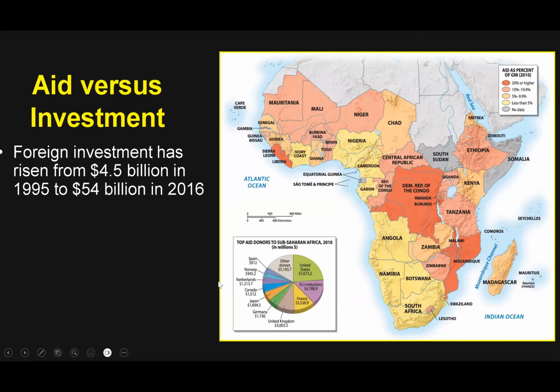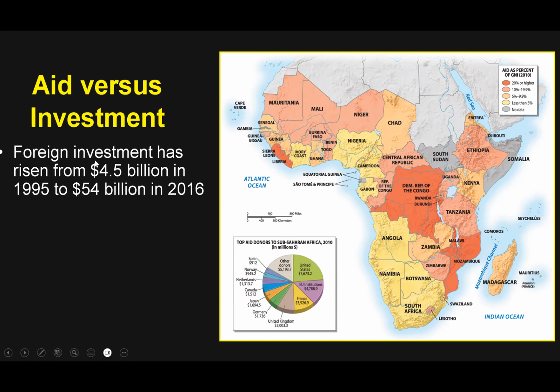Now that's another big issue, and this is what's going to be coming up for your flip discussion this week, is aid versus investment. So on the right-hand side, we see a map that shows aid as a percent of the gross national income. And in the dark red, it's 20% or more of their economy comes from aid, international aid.